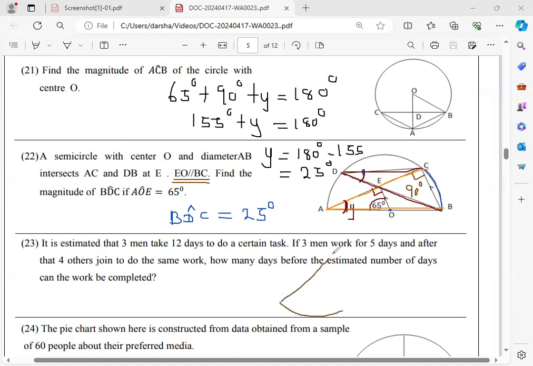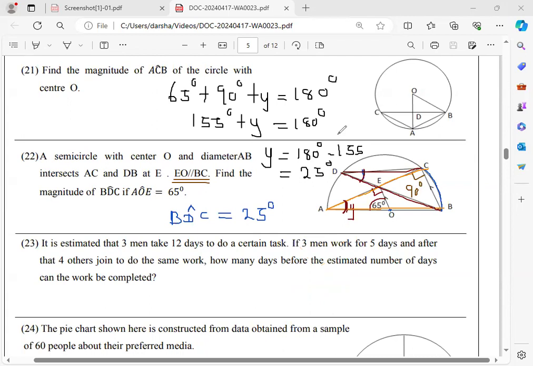Normally, if you draw like this one and this one, both these angles would be equal. Considering this as a base, this angle and this angle, both of them are the same. So using that, we can tell BDC is 25.